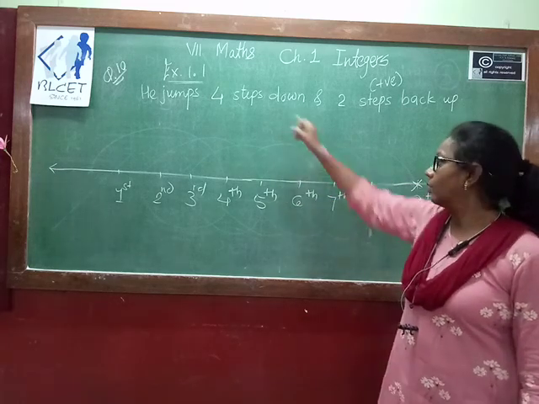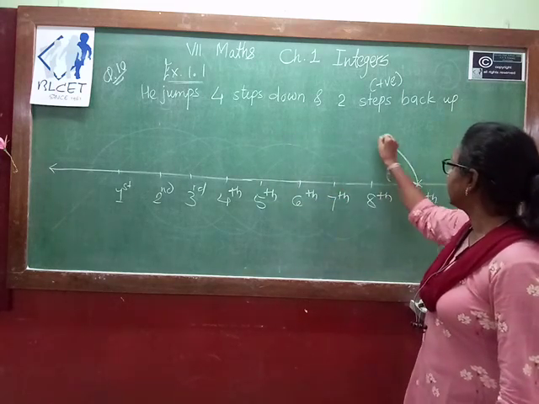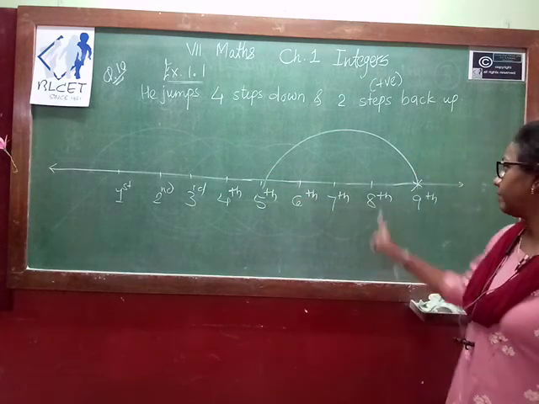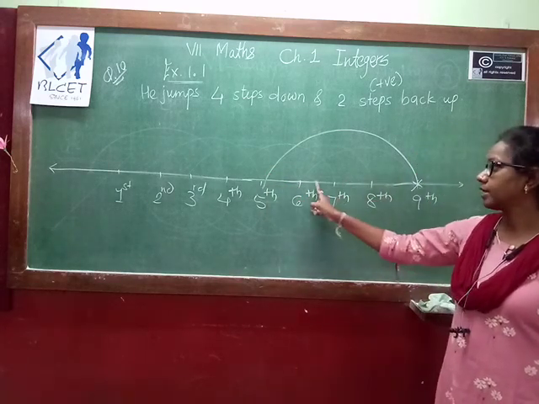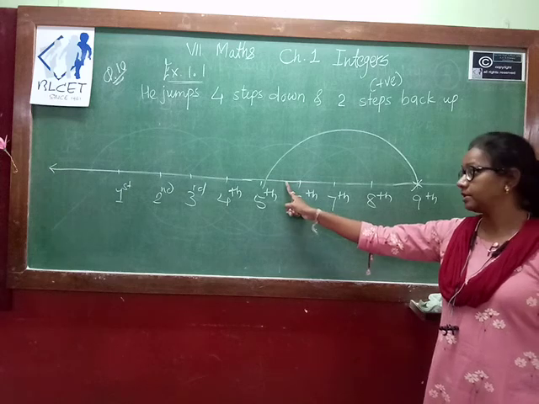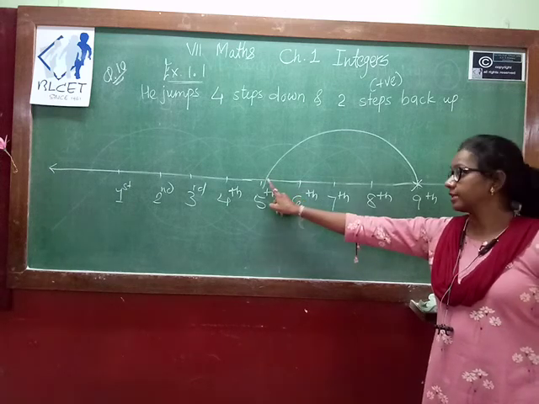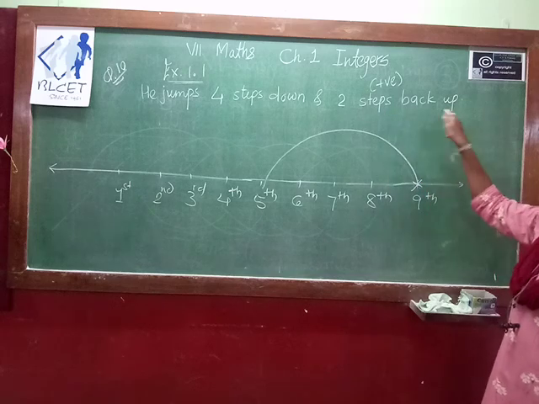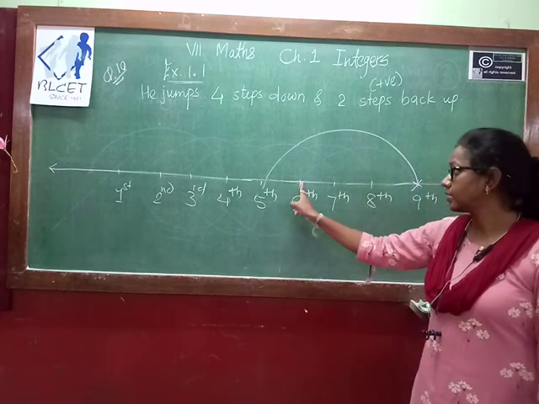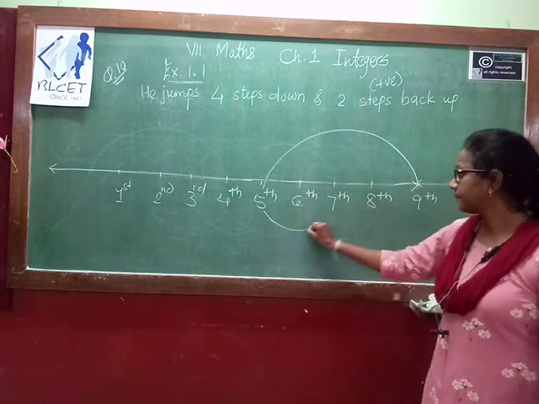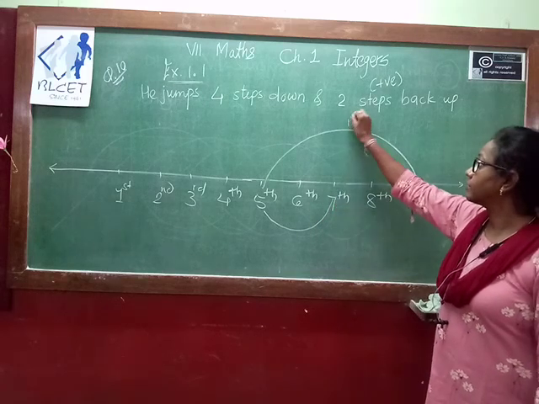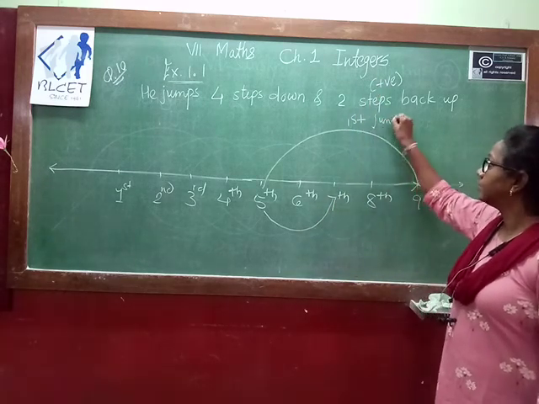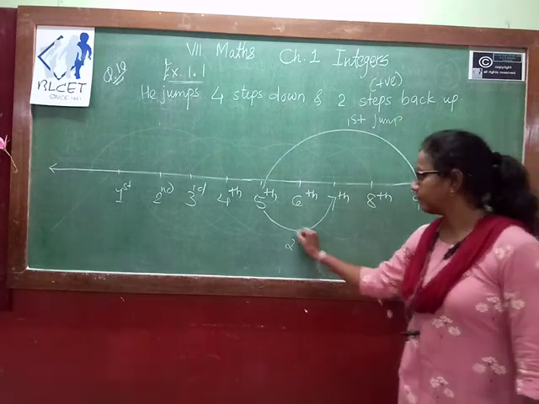So in the first jump, the monkey reaches which step? The 5th step: 1 step, 2 step, 3 step and 4 step. After 4 steps in the first jump, the monkey reaches over here on the 5th step. Now what is the question? 2 steps back up. So from here 1 step, 2 steps. The monkey reaches the 7th step. So that's the first jump, and this is your second jump.